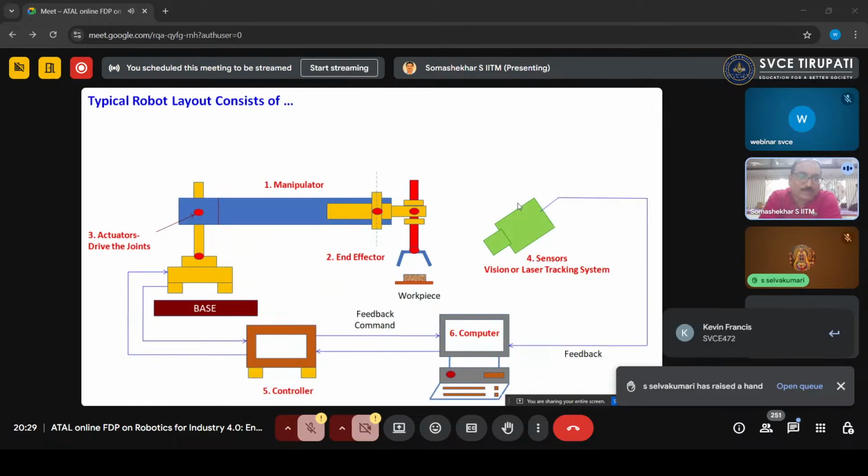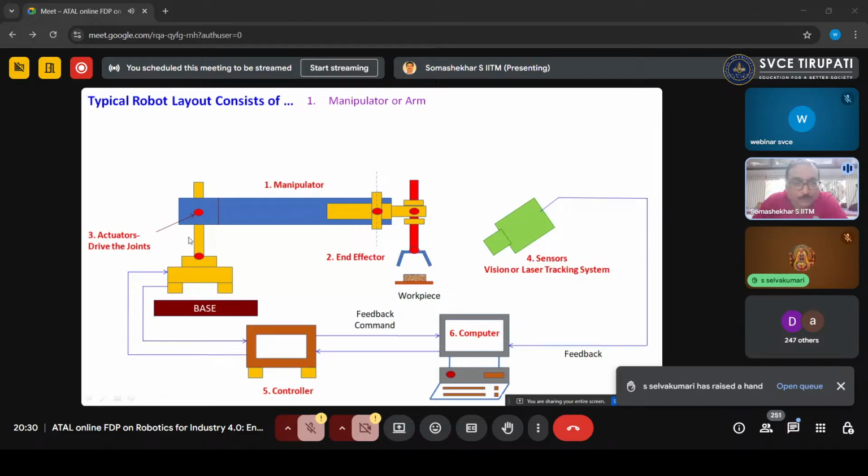Now I am showing you, friends, the sensors and actuators for your thing. If you see, this is a robotic layout. What does a robotic layout consist of? You'll see now what things are there. A robotic layout consists of a manipulator. You will see the whole is a manipulator.